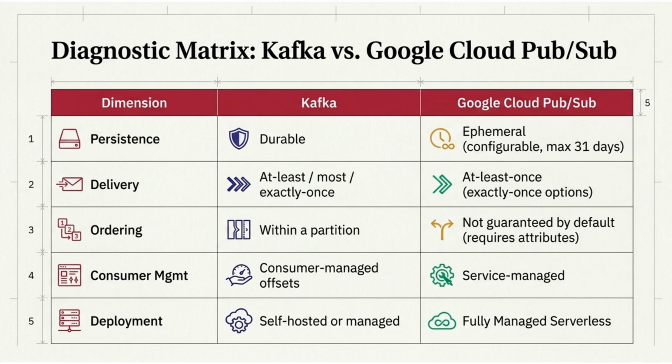Comparing Kafka and Google Cloud Pub/Sub, Kafka offers durable persistence and consumer-managed offsets. Pub/Sub is ephemeral, service-managed, and fully serverless. Both offer at least once delivery, with different ordering guarantees.